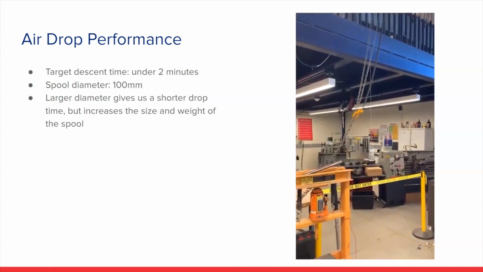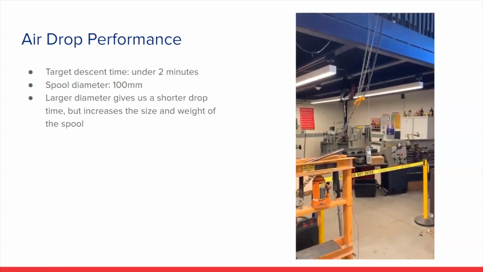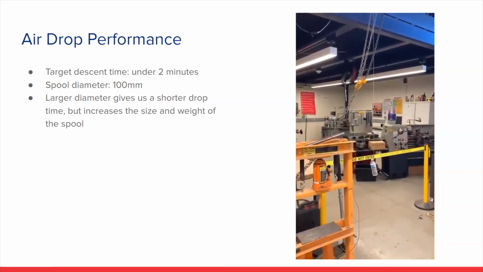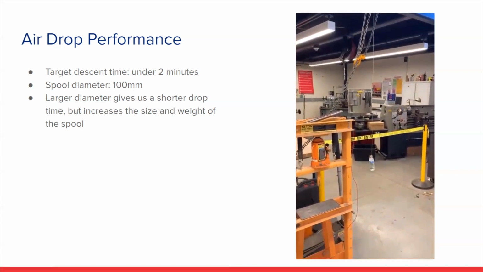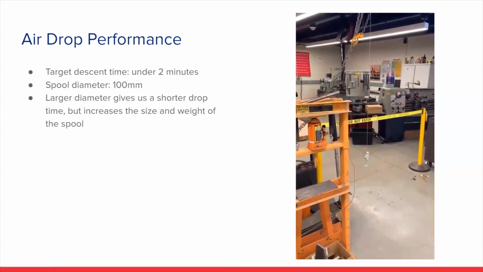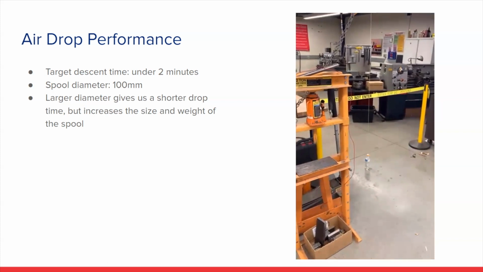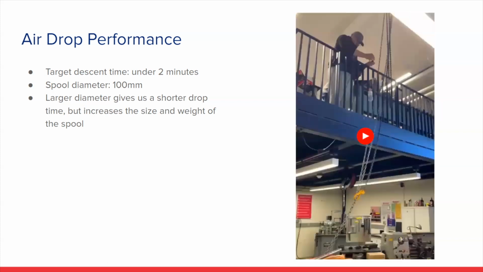So the only thing we could really think of was to increase the diameter of the spool, which allows more wire to unwind within every rotation. Now, there is a trade-off to this. Obviously, as we increase the diameter, we increase the size that the spool itself takes up, which in and of itself increases the weight of the spool as we are 3D printing this. But given the fact we are at 100 millimeters, we decided that was the most optimal size for the diameter of the spool, as we were able to get the descent time under 2 minutes.